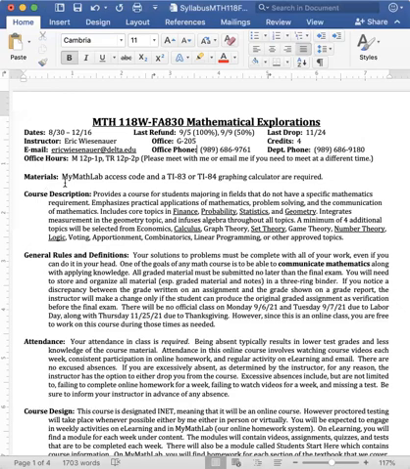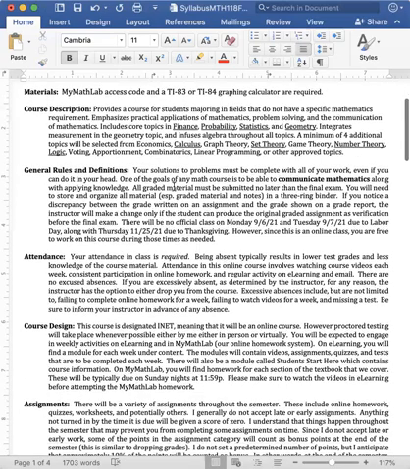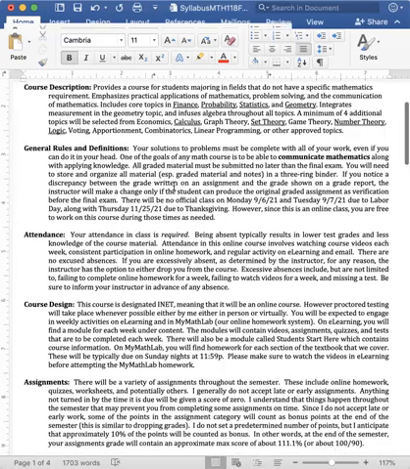You do need MyMathLab, which is our online homework system. You'll need to purchase the access code for that and a graphing calculator, either a TI-83 or 84 is required for this course. There's some information here. I won't go through every detail of the syllabus, but I am going to go through quite a few things. Course description.